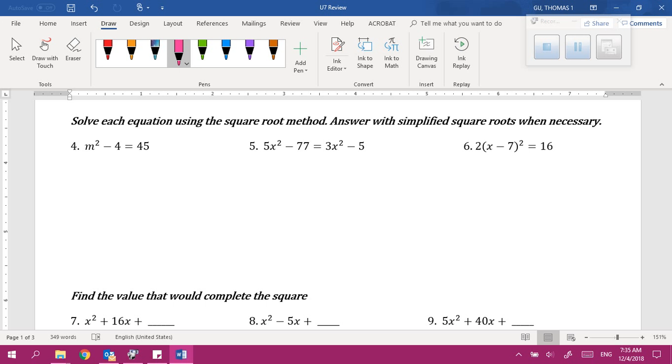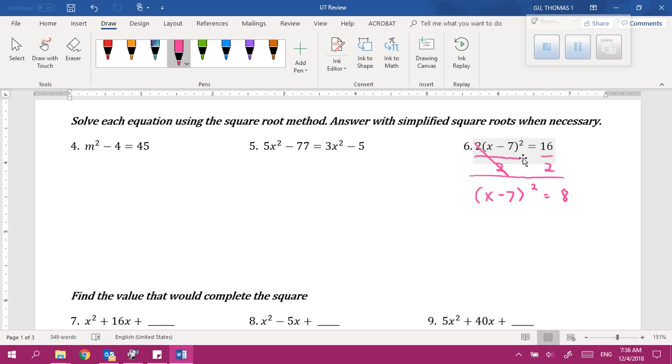That's not with the square root method. The square root method, you just solve for the variable. So we don't need to do that. We got to divide by 2 first. Right, so there goes the 2, and what's left? That's right, x minus 7 squared equals 8.